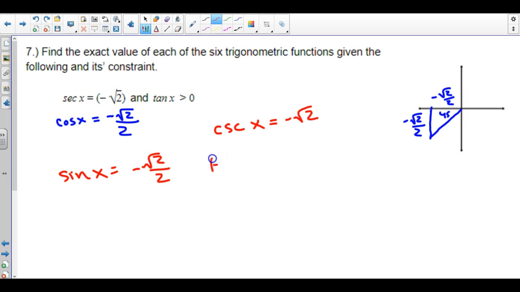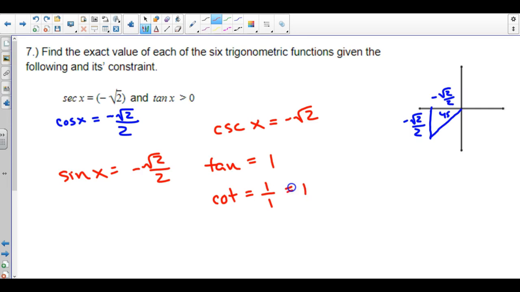So the last thing I need to figure out is tangent. And again, that is where we take my y value over my x. So if I have a negative value divided by a negative value, that's itself. A negative value divided by itself is 1. And since it's a negative over a negative, it is positive 1. And my cotangent is the reciprocal, 1 over 1, which is 1.